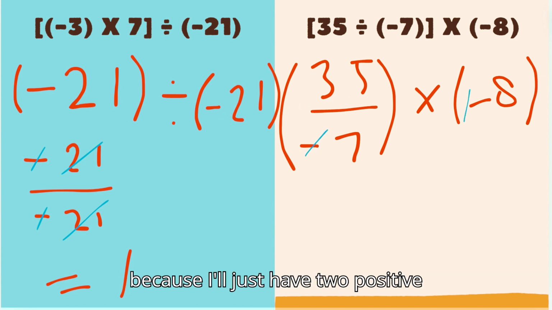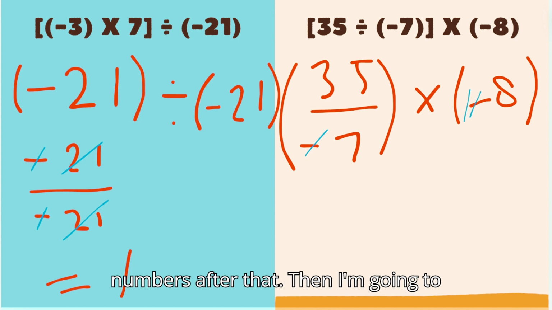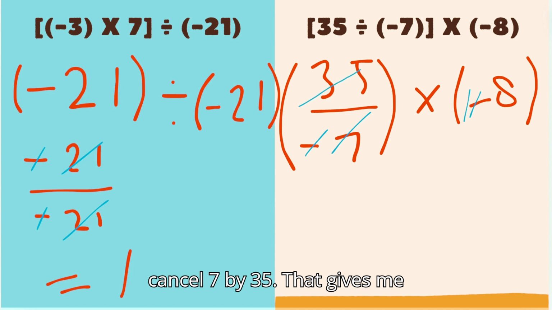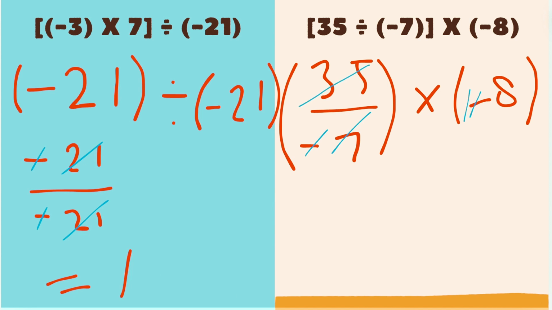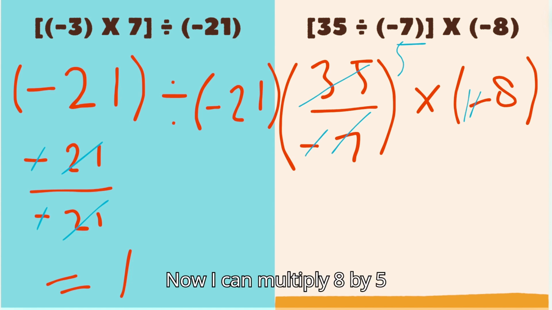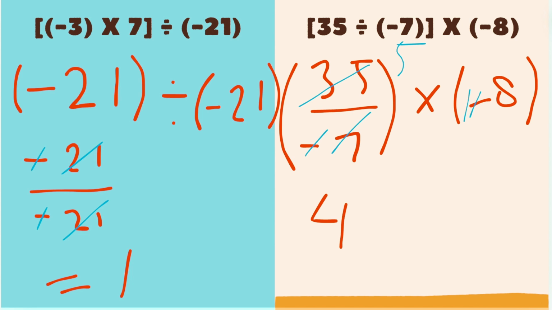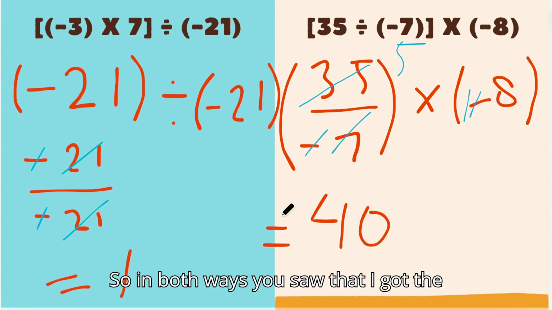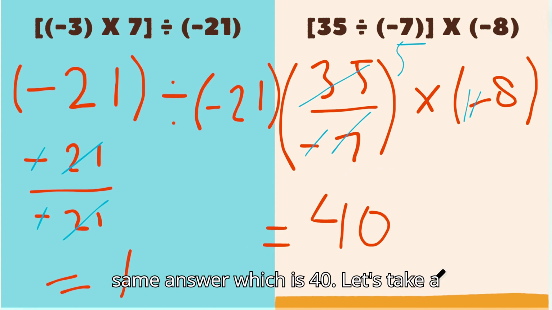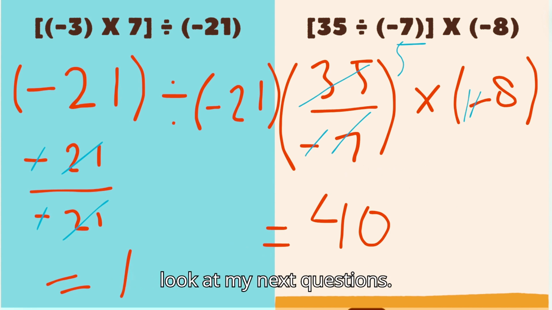So that's what I'm going to do, because I'll just have two positive numbers after that. Then I'm going to cancel 7 by 35. That leaves me with 5. Now I can multiply 8 by 5, which will give me 40. So in both ways you saw that I got the same answer, which is 40. Let's take a look at the next questions.